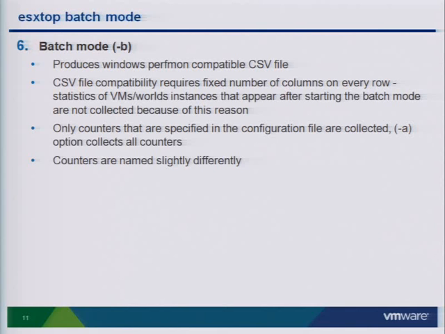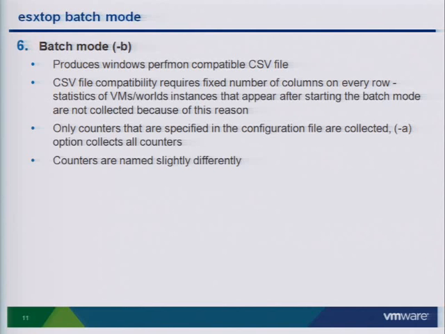So we produce a CSV file which is compatible with Windows perfmon. Then you can go to Windows perfmon, load the CSV file, and actually show your ESX statistics instead of the Windows statistics. But the CSV file compatibility requires that you have a fixed number of columns. So the way we do it is, ESXTOP has rows and columns, right?